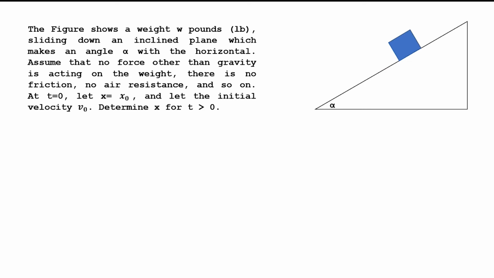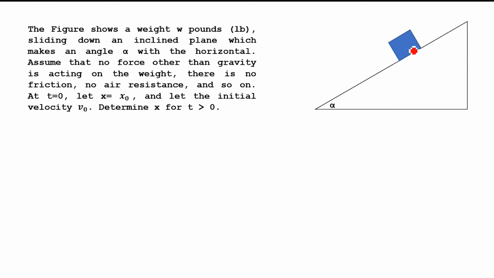So let's now move on to this figure. There is a figure showing a weight W in pounds sliding down an inclined plane which makes an angle alpha with the horizontal. Assume that no force other than gravity is acting on the weight. There is no friction, no air resistance, and so on. At t equals 0, let x equal x sub 0, and let the initial velocity be 0. Determine x for time t greater than 0.